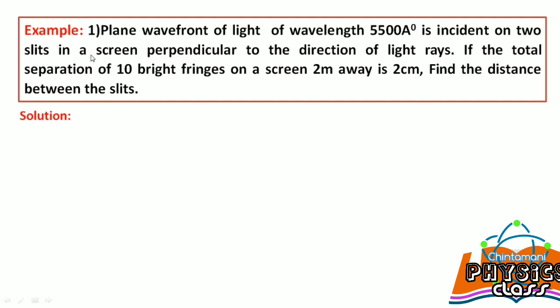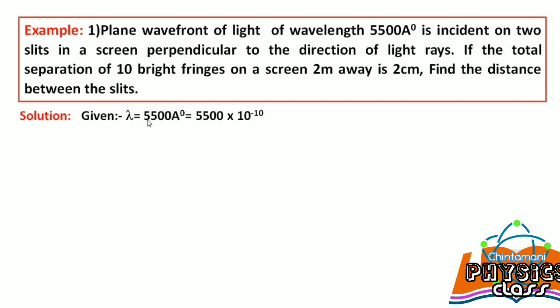Now next example. The plane wavefront of light of wavelength 5500 angstrom unit is incident on two slits in a screen perpendicular to the direction of light ray. If the total separation of 10 bright fringes on a screen 2 meters away is 2 centimeters, find the distance between the slits. Now according to this numerical, write the given.